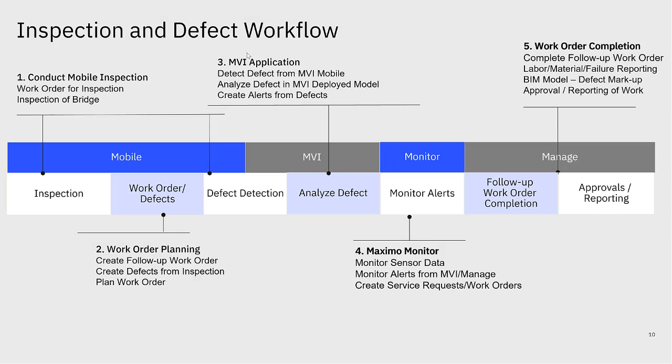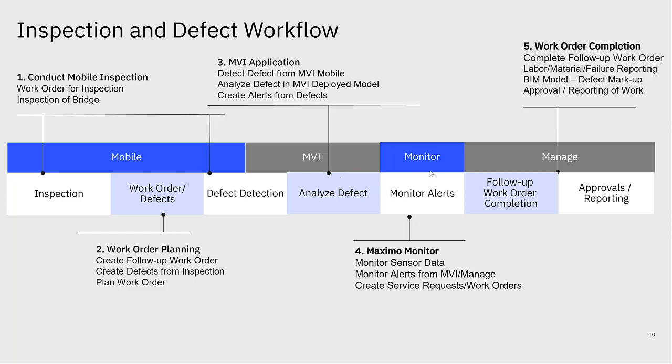So here's the process. First step, and this is what I'll do in the demonstration, I'm going to conduct a mobile inspection with Maximo Mobile. On the mobile, you'll be able to do work orders or inspections. Then we're going to look a little bit at work order planning, and you can do this from the actual application or from the mobile where you review your materials and labor and planned activities around the work order. Once we find the defect on the mobile inspection, we're going to take a picture and detect the defect on the mobile app and send that straight into the deployed model of MVI, where MVI can look at the picture and find out if there's any defects and create any alerts.